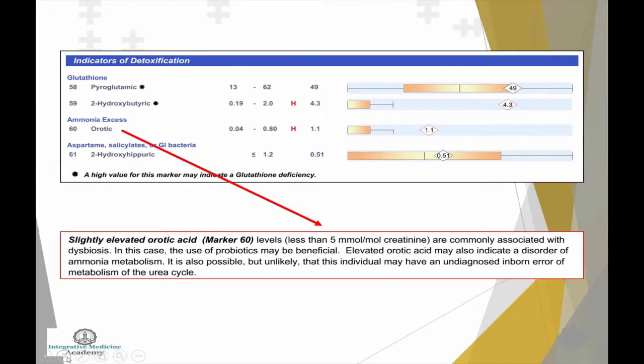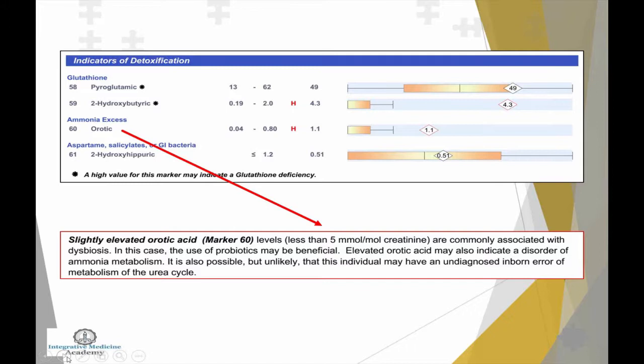Indicators of detoxification. I've talked a lot in other webinars as well as my online courses about 58 and 59 linked to a glutathione deficiency. Number 61 gets a lot of press. 2-hydroxyhippuric is commonly elevated, even low end, 1.5, 1.6, can be linked to GI bacteria or somebody who's consuming artificial colors or flavors. The one that doesn't get a lot of discussion often is number 60, orotic, which is linked to an excess production of ammonia.